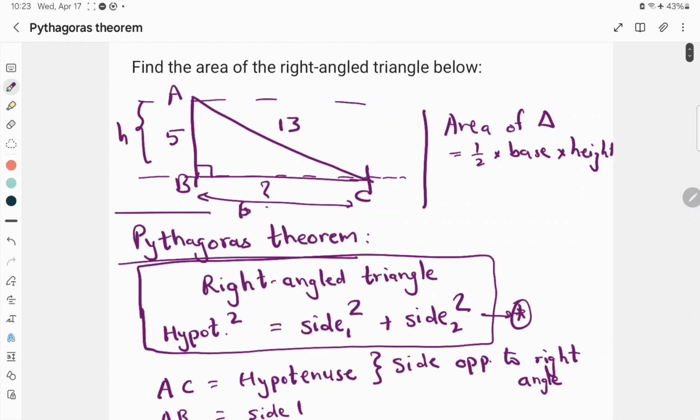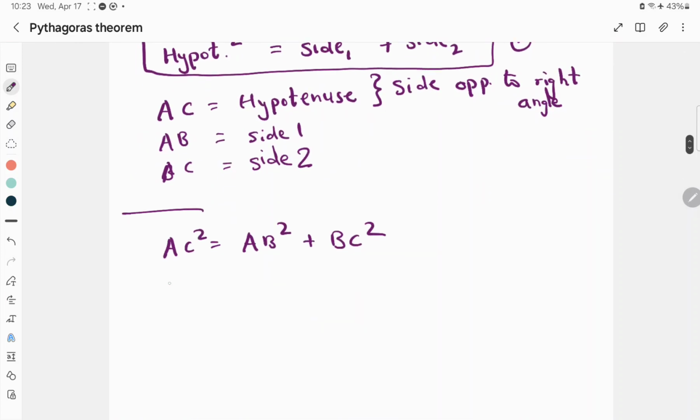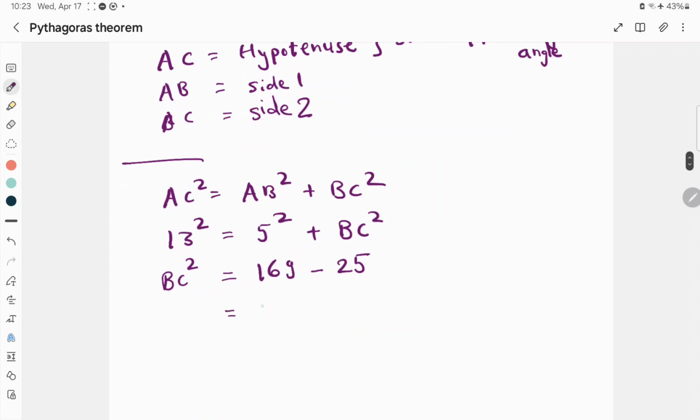So AC here is 13, AB is 5. So 13 square is equal to AB square, which is 5 square, which is 25, plus BC square, which is something we have to find out. So if we rearrange this, we get BC square is equal to 13 square, which is 169, minus 5 square, which is 25. This is 144. So BC is equal to square root of 144, which is 12.